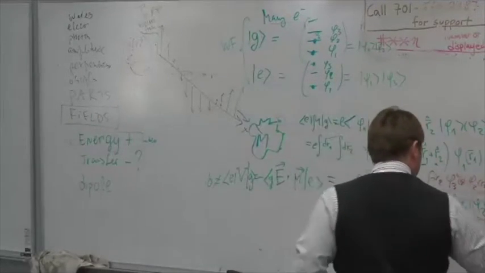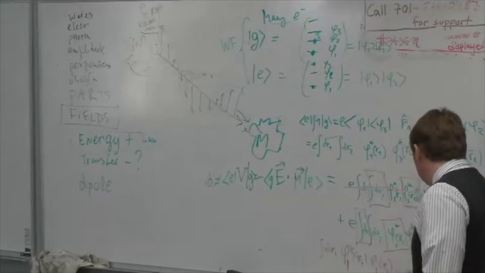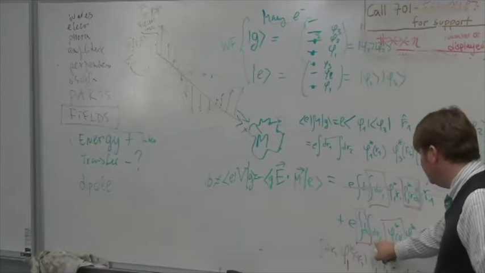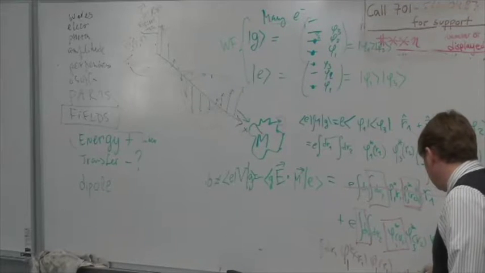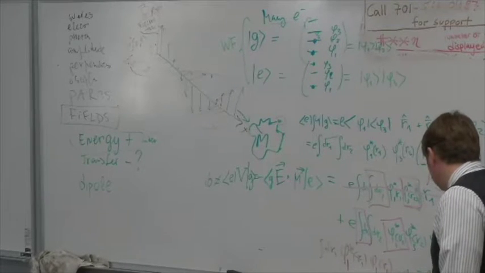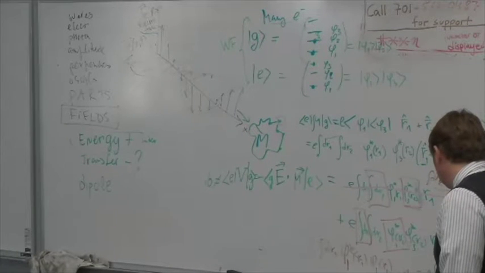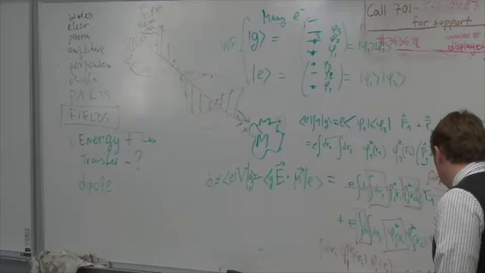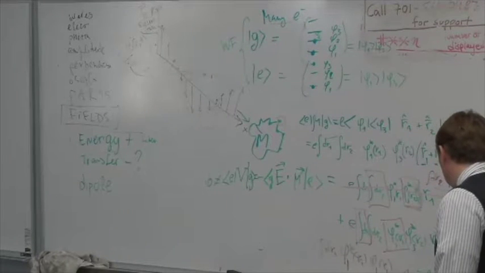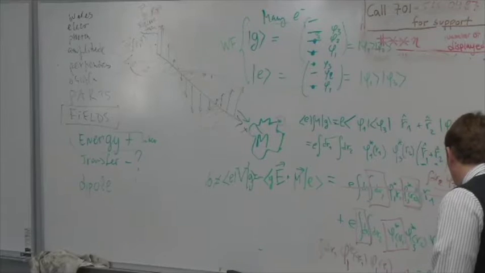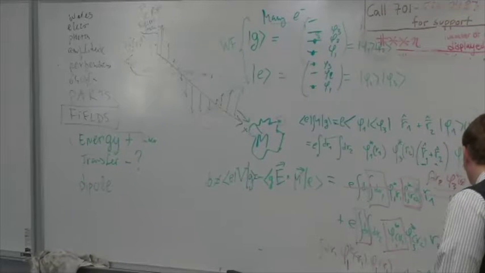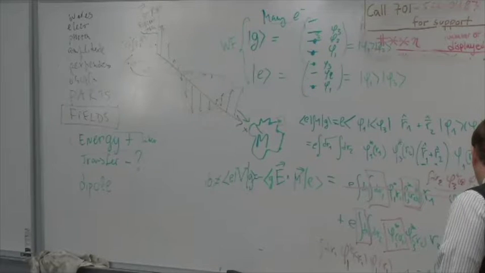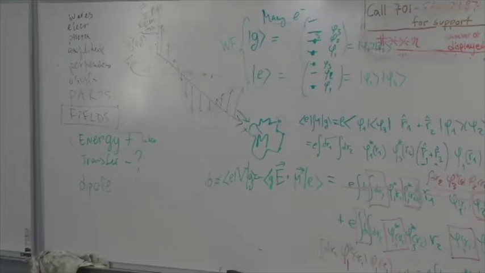Then all this enchilada will be equal to what is not included in the red boxes. E integral dr2 phi star 3 r2 phi 2 r2. Which will be the transition dipole matrix element between one electron molecular orbitals.